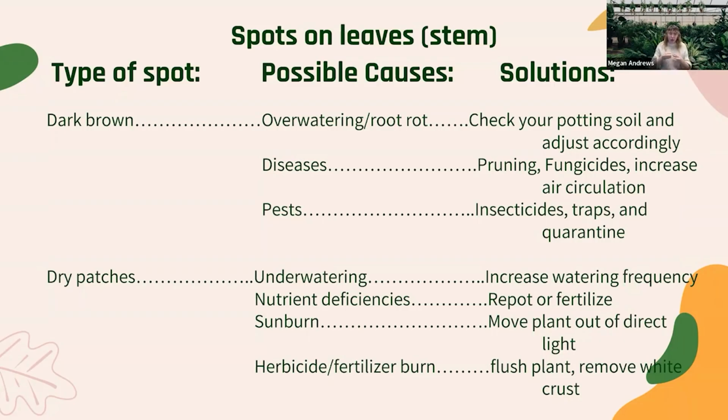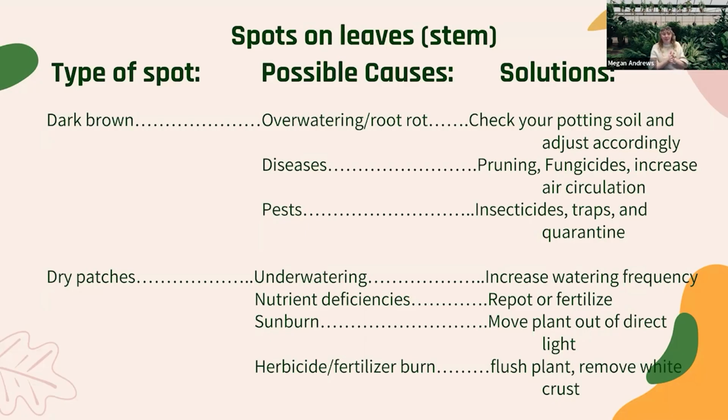If the patches are dry, it's most likely due to underwatering. Could be nutrient deficiencies or sunburn. I don't think I have a photo of sunburn for you guys, but sunburn is often in the middle of the leaf and it will be a circle shape, like the light is hitting the leaf in the exact spot where it's burning. Normally you just have to move your plant a bit further back from the window.